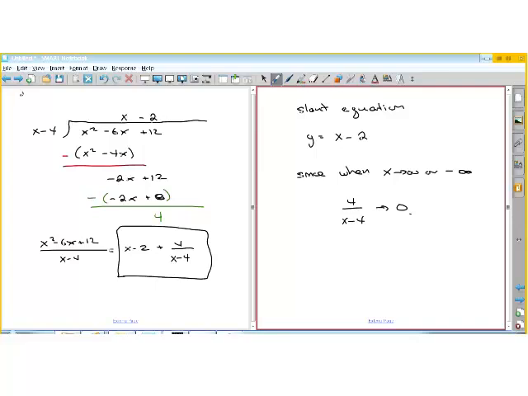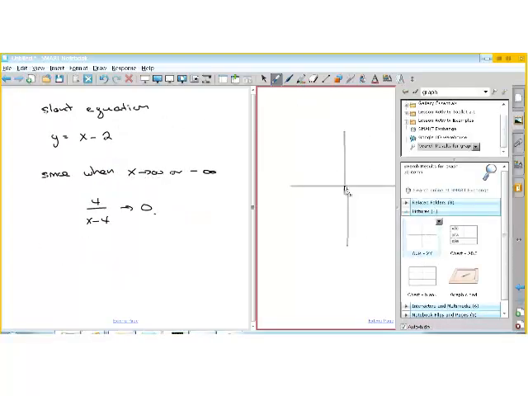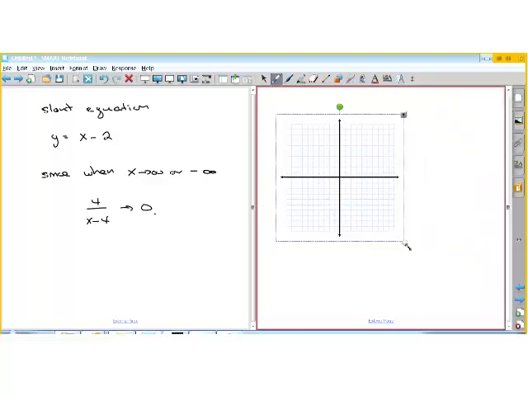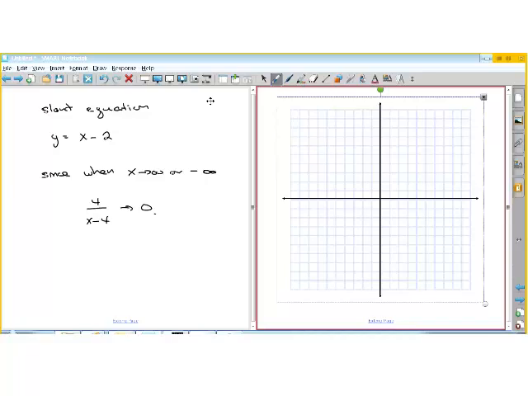Okay, well, I think we have everything we need now. So let's add a page and put some graph paper on there. So let's go ahead and draw our slant line. And it's a straight line. Has a y-intercept of negative 2, slope of 1. So it's going to look something like this. And then it's going to go the opposite direction. So that's our slant asymptote.